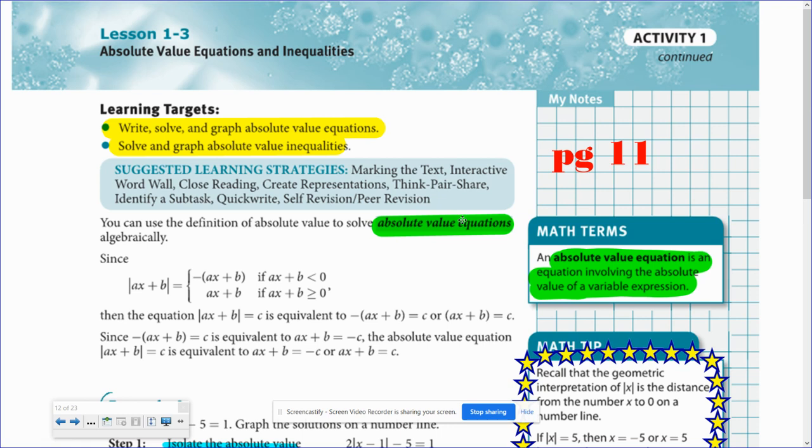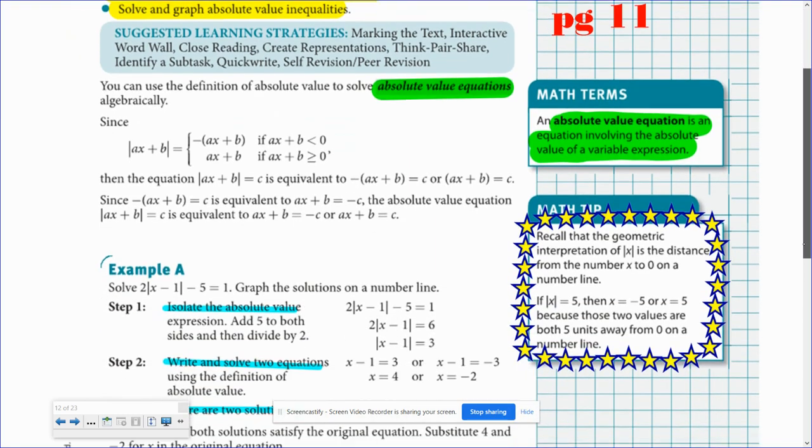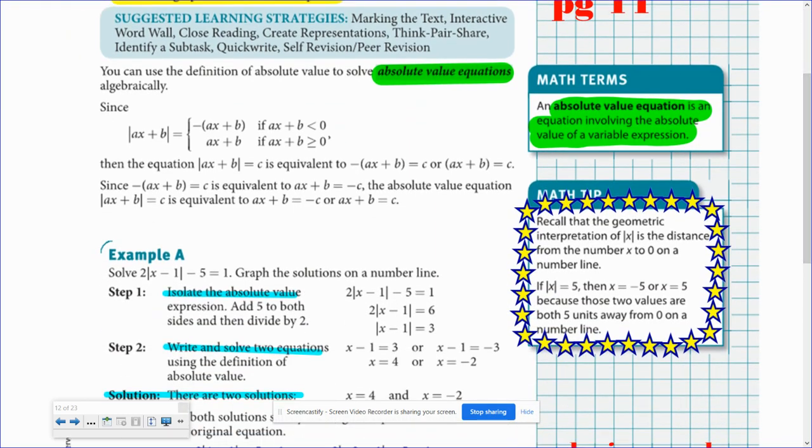So their definition of an absolute value equation isn't really helpful. So I'm going to just skip to this math tip here because that is a little easier to work with. So if you recall, the interpretation of the absolute value of x is the distance the number x is to 0 on a number line.